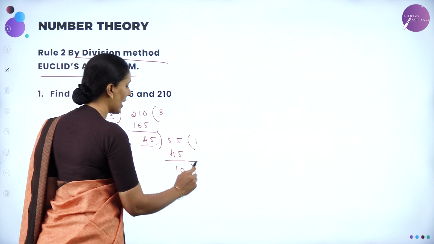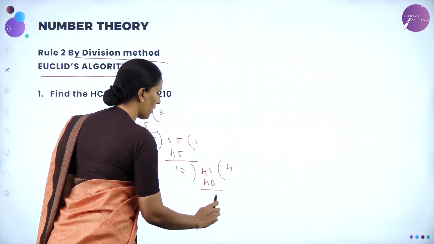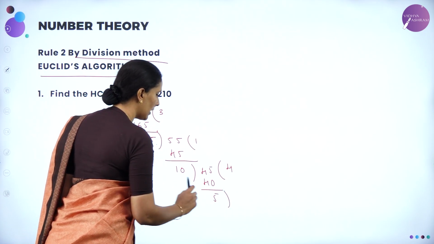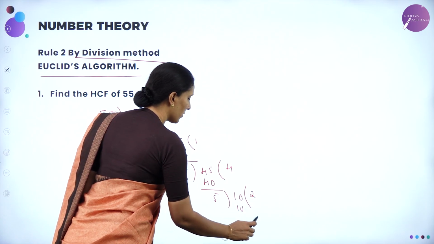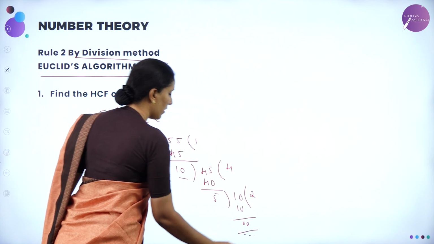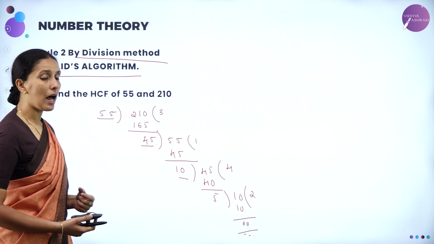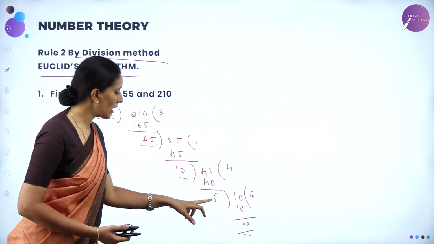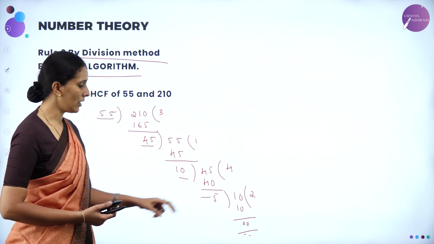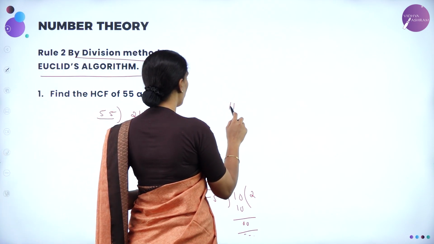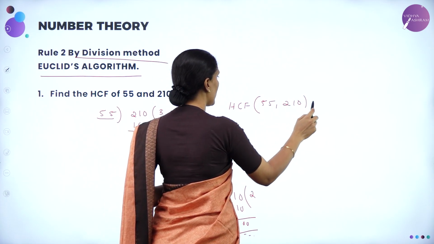Then take 45 as a dividend. 10 4s are 40. 5 is the remainder. Next, divide 10 here. 5 2s are 10. So we got 0 as the remainder here. So the HCF with the division method is the last non-zero remainder. So we can clearly say that 5 is the last non-zero remainder here. Therefore, the HCF of 55 and 210 is equal to 5.